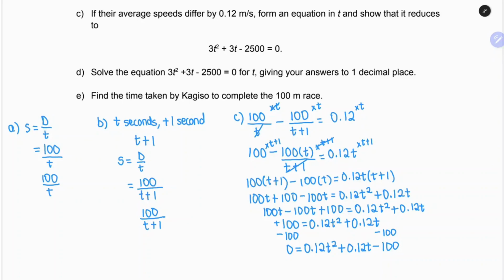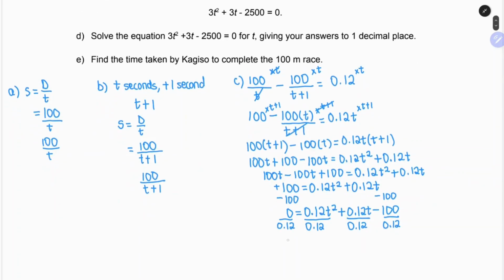Okay, now we're left with this, and you're probably asking yourself, why are we left with this, because it says that when we reduce it, it should be 3t squared plus 3t minus 2,500. So how are we going to make it that way? What we're basically going to do is divide everything by 0.12 so that we only remain with a t squared. So let me show you. Divide by 0.12, divide by 0.12, divide by 0.12, divide by 0.12.